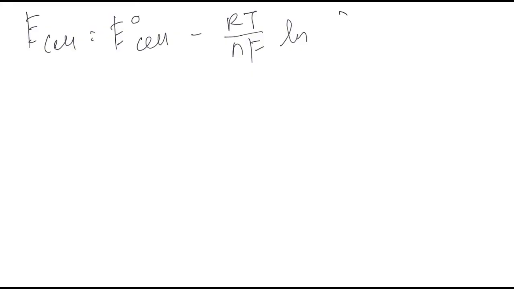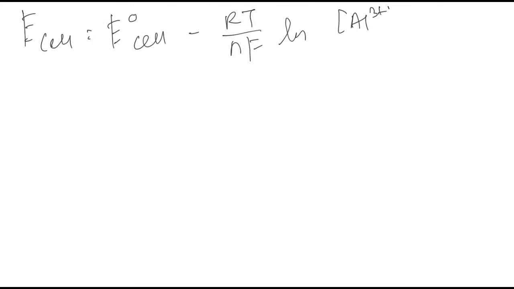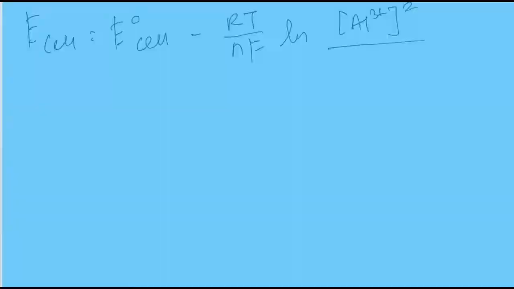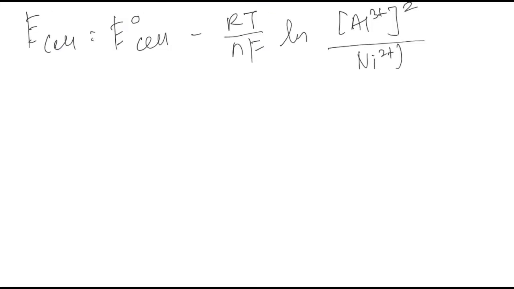So we will have Al3+ power 2, don't forget the power 2, divided by Ni2+ power 3. This is our Nernst equation, and this is how we define Q.